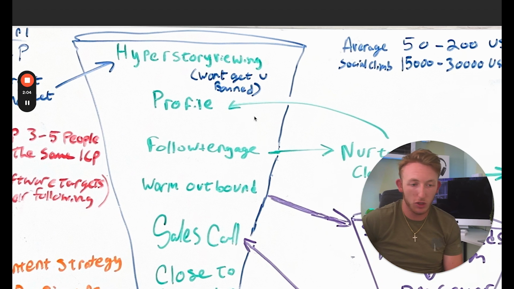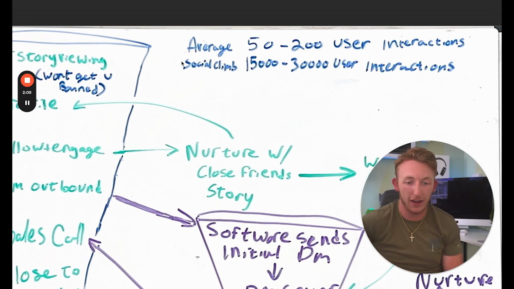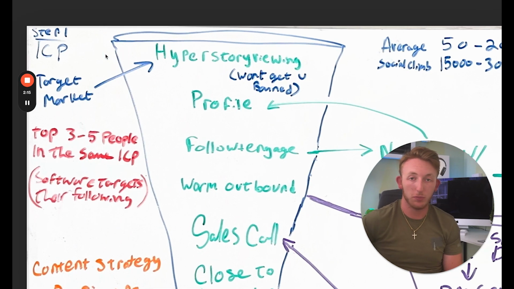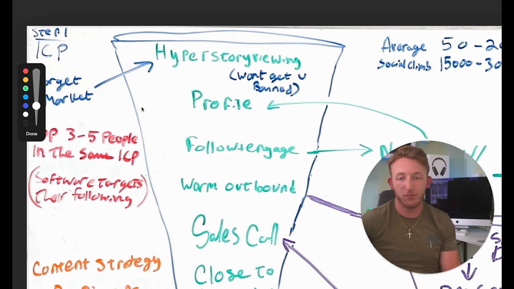Now, the average user on Instagram does around 50 to 200 user interactions per day. With the software, we can do up to like 15,000 to 30,000 without getting you banned because it is stories. So stories, the reason we do stories is because it's not going to get you banned. That's why we don't do posts or anything like that. It's all stories. So it's going to go out, basically engage with people's stories. It's going to vote on their polls, like their stories, that kind of thing. It's hyperstory viewing. This is the easiest way to get inbound leads to your profile. Now, if your profile looks like shit, nobody's going to buy anything.